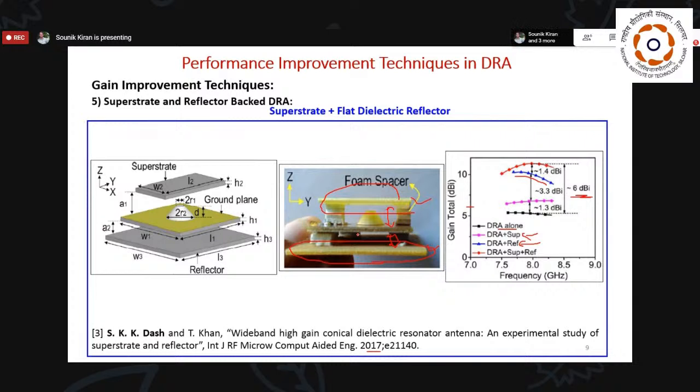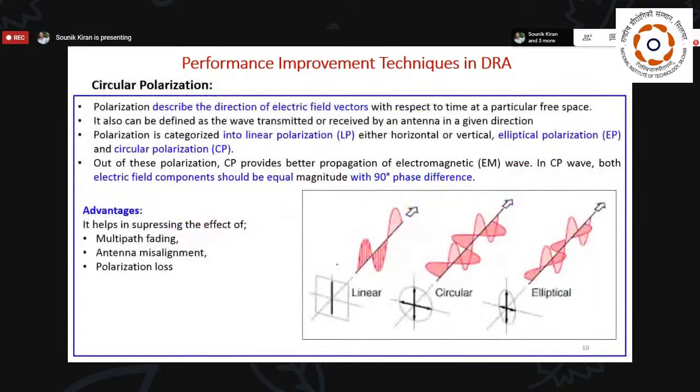Okay, the next performance that comes for DRA is circular polarization. Most of us know what exactly circular polarization is and what polarization is. Polarization is what describes the direction of the electric field with respect to time at a particular point in free space. It can be of three types: linear, elliptical, or circular. As we know, linear and circular are special cases of elliptical. Generally we should have an idea of the need for circular polarization, because there is a transmitter and there is a receiver.